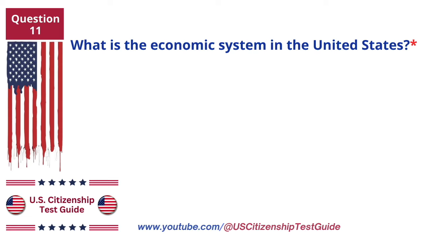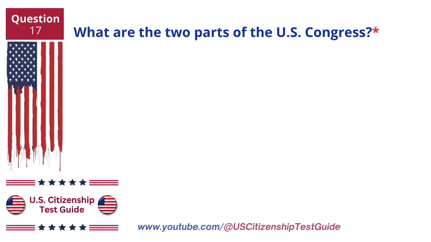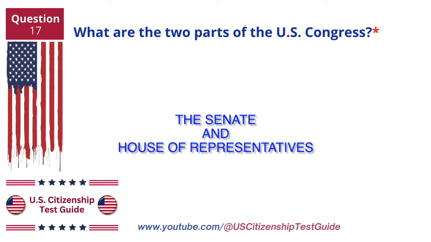What is the economic system in the United States? Market economy. What are the two parts of the U.S. Congress? The Senate and House of Representatives.